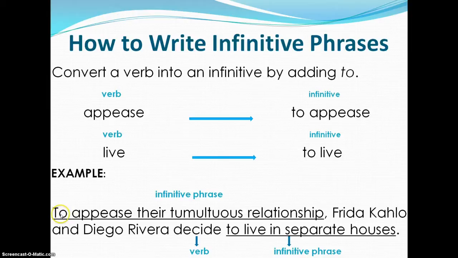And you have an infinitive phrase that begins a sentence. Again, you have to have a comma if it begins a sentence, and then you have the subject, and then you have your verb, and then I've ended with another infinitive here. So to appease their tumultuous relationship, Frida Kahlo and Diego Rivera decide to live in separate houses. So again, you have an infinitive phrase that is not the verb, and then you have your subjects, and you have your verb, and you end, in this case, with another infinitive phrase.